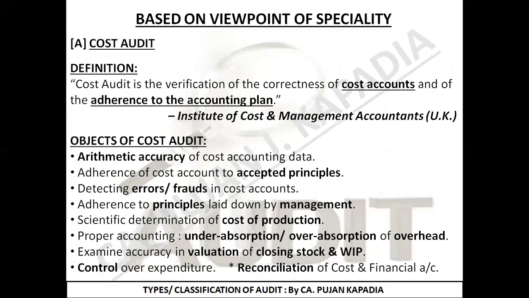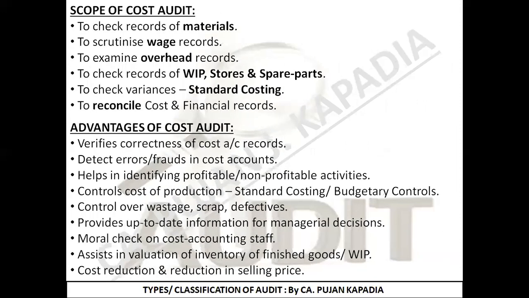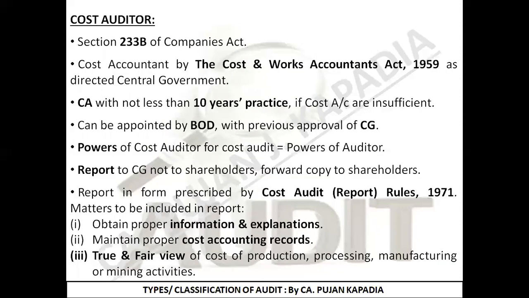So first of all, we had covered the definition. Secondly, we took a look at the objectives. Next was scope, that is what activities are being performed under cost audit. Next was advantages, like what are the advantages and benefits of conducting a cost audit. And now we are going to study legal provisions with respect to cost auditor. Let's start with the first one.